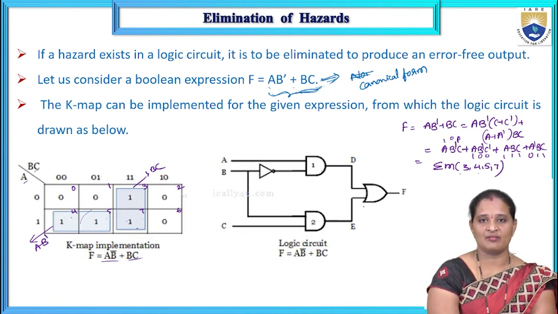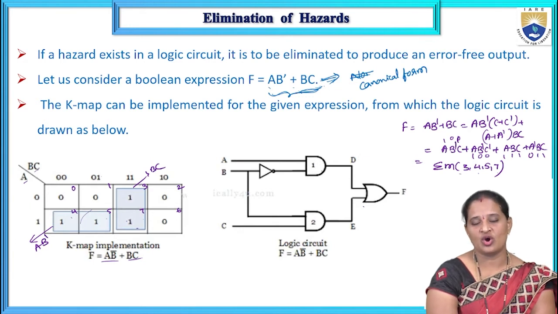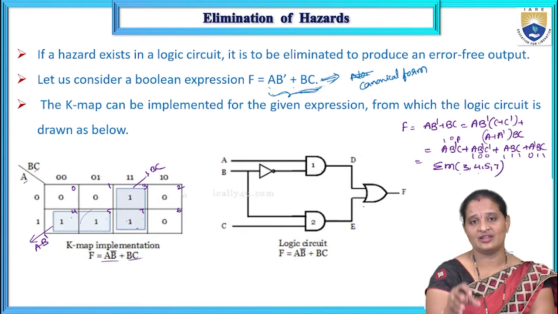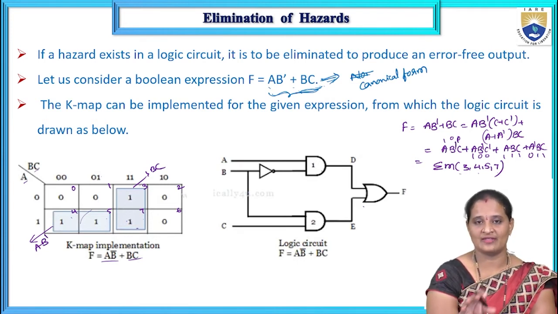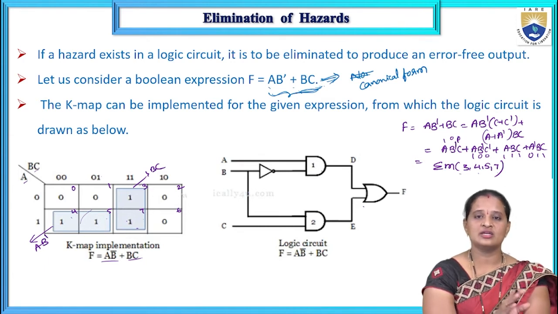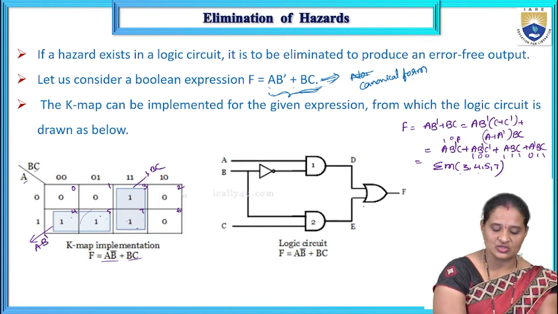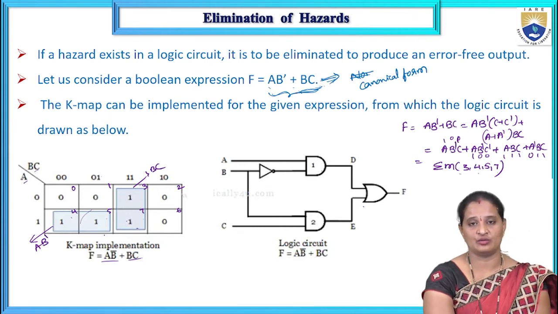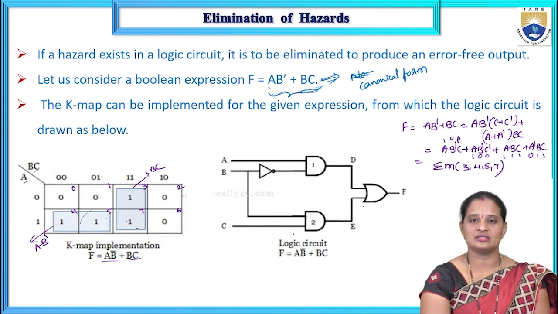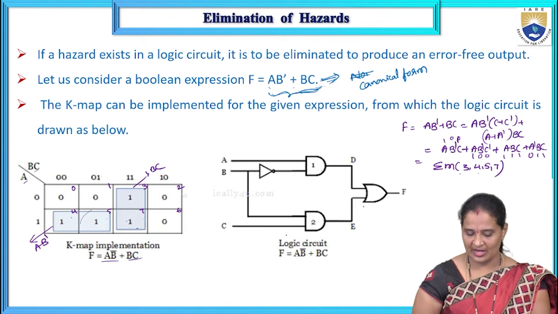So just draw the K-map and you need to identify if any two groups are adjacent to each other but not enclosed together, then this leads to a hazard. Either it may be a static 1 hazard or static 0 hazard. As these are adjacent to each other, but they are not enclosed here, this leads to a hazard. Okay, now how to eliminate this?